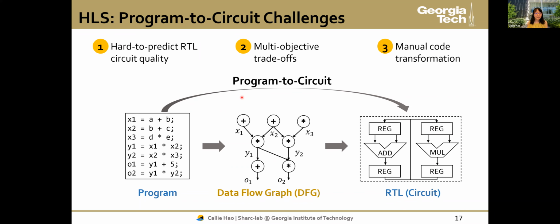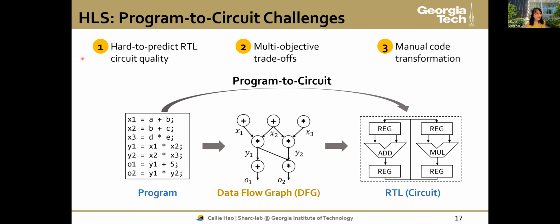And here, of course, this process has a lot of challenges. It's not easy. It has been studied for many years, but there are still some remaining challenges that people are working on. So today we're going to highlight three of them. The first is hard-to-predict RTL circuit quality, the second is multi-objective trade-offs, and the third is manual code transformation. And I will introduce them one by one.